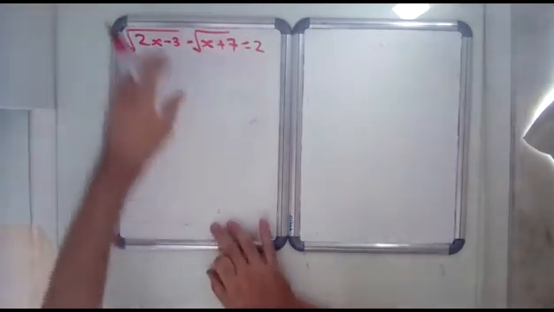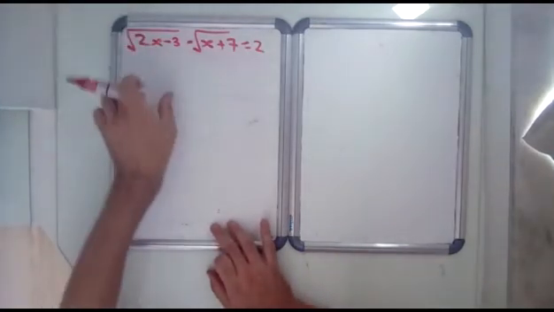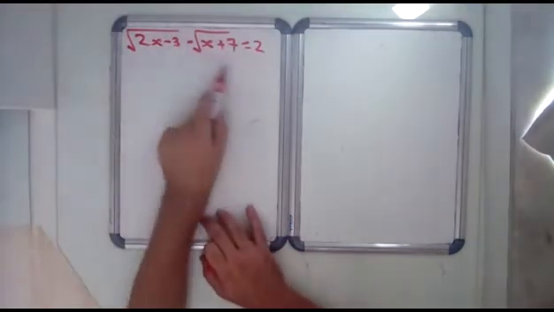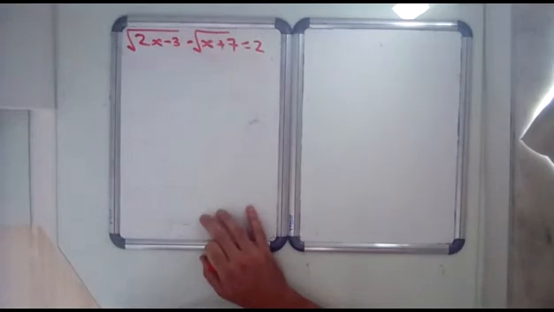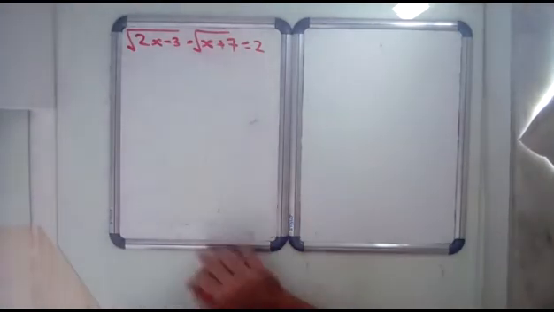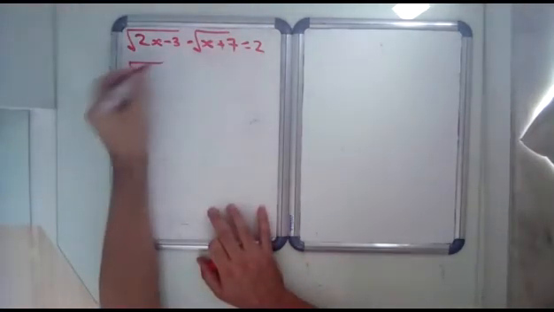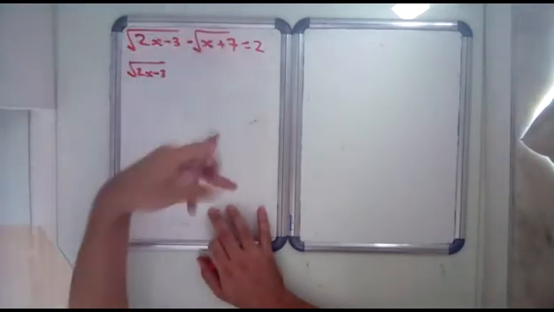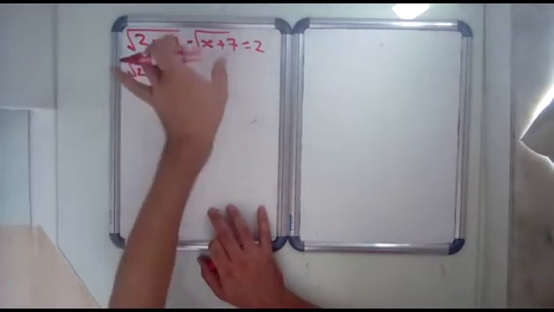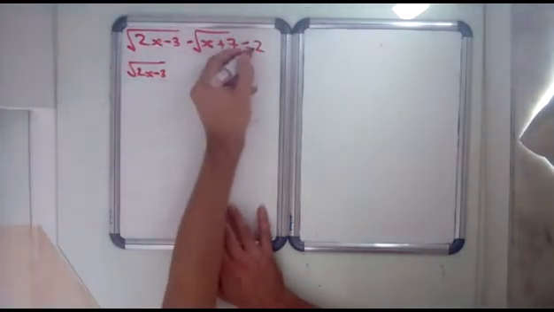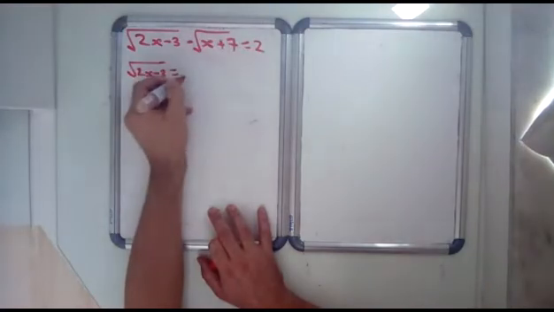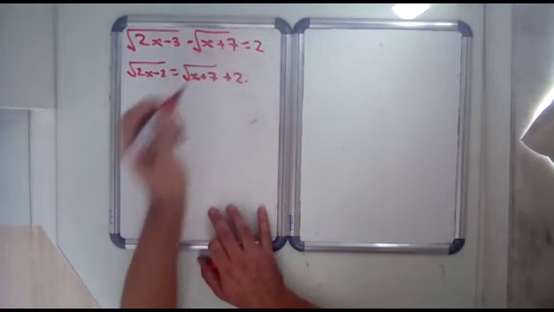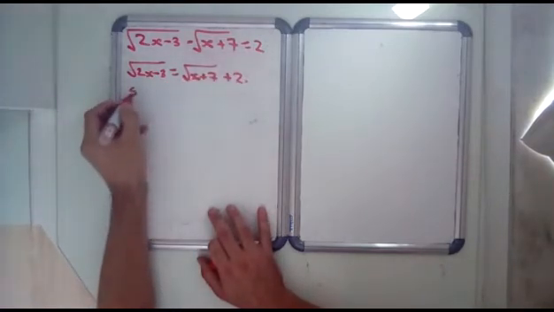The first thing we're going to do is try and keep one of the square root terms on this side and put the other one on that side, because if you try and square the whole left hand side, it's going to be pretty horrible. So first step, we're going to keep the square root 2x minus 3, and we're going to add the square root x plus 7 to both sides. So that ends up over here: equals square root x plus 7, now positive, plus 2. Now we can square both sides.